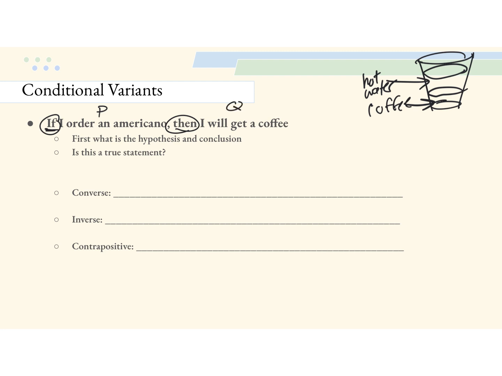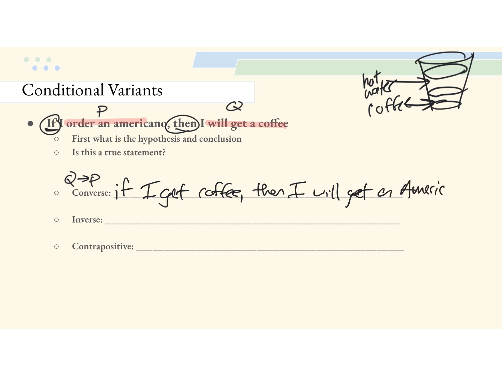So my converse statement, we're going to do Q implies P. So instead of saying if I order Americano, then I will get coffee, I'm going to switch my P and my Q around. So basically, what's here and here are going to get flipped. So for the converse, I'm going to say if I get coffee, then I will get an Americano. So that's it. That's how you do the converse. You just literally just flip the sentence.